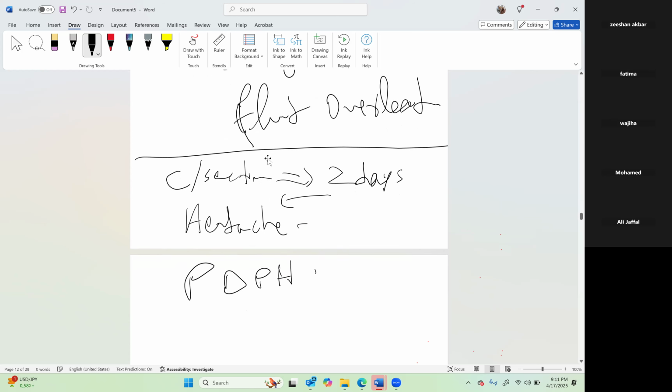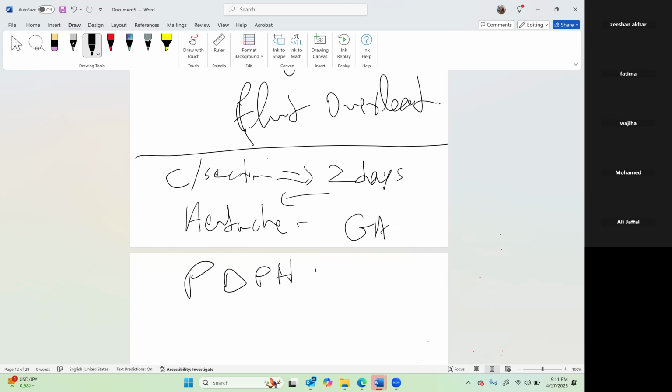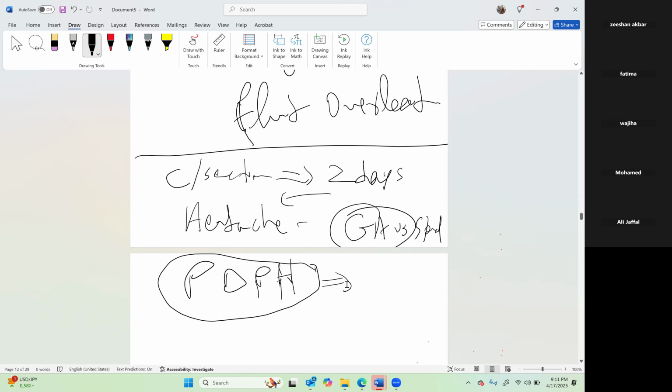So it will be according to whether it is GA versus spinal. Okay, spinal procedure. So your most probable diagnosis will be PDPH, but you will be ruling out any other cause of headache. Like there may be some central causes, some thrombosis. There are some other differential diagnoses of PDPH. Yes. So the same question to all of you: what is the differential diagnosis of post-dural puncture headache?